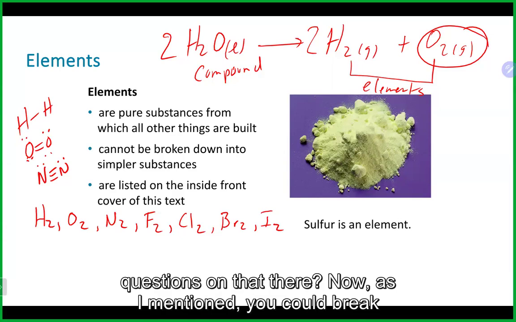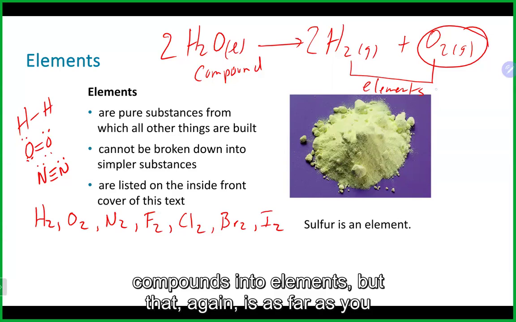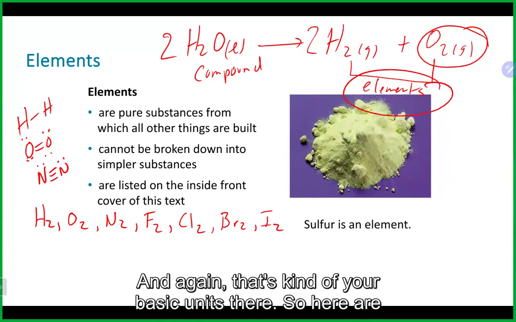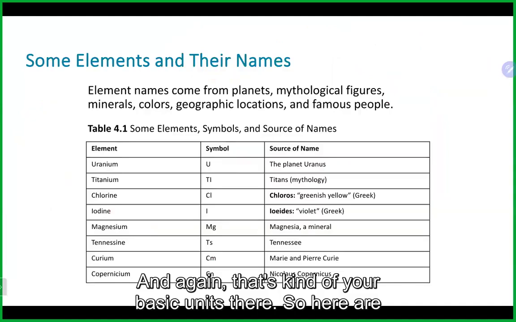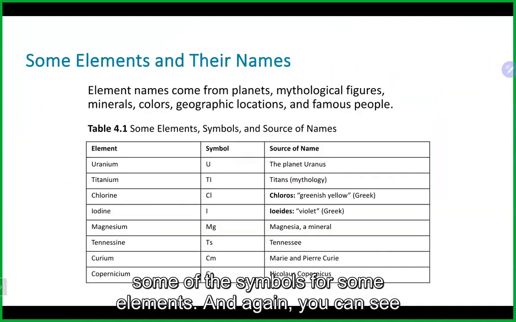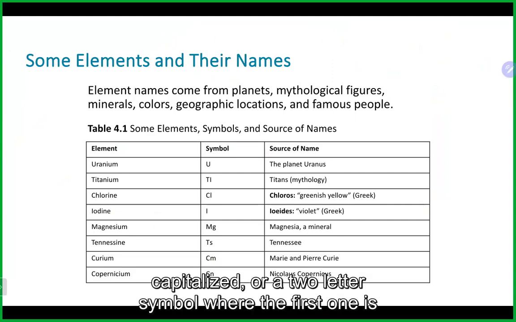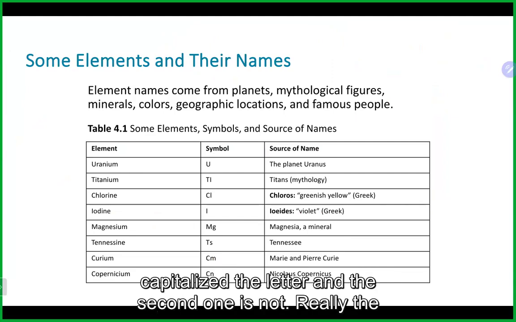Now, as I mentioned, you could break compounds into elements, but that again is as far as you could go. So you can't break it apart any further than elements. And again, that's kind of your basic units there. So here are some of the symbols for some elements. And again, you can see the combination there of either a 1-letter symbol, which is capitalized, or a 2-letter symbol where the first one's a capitalized letter and the second one is not.